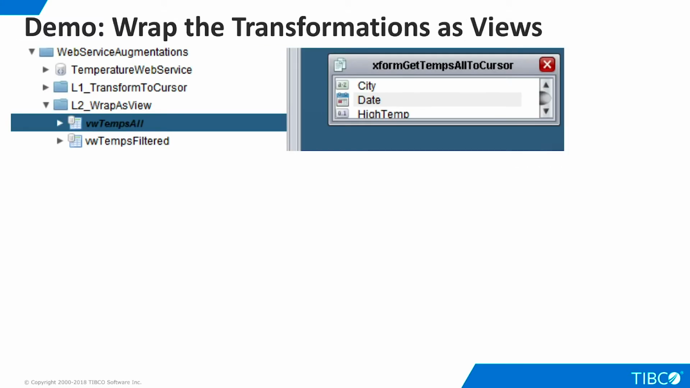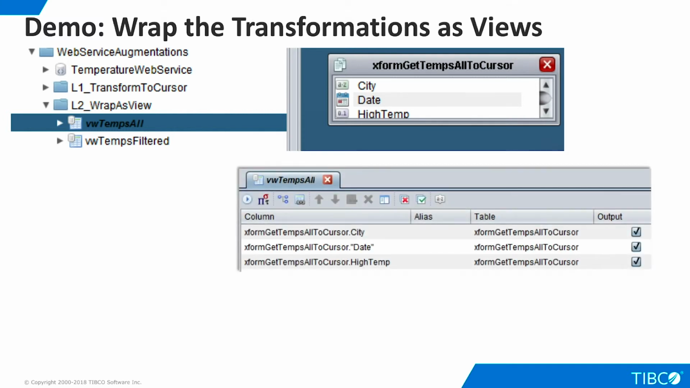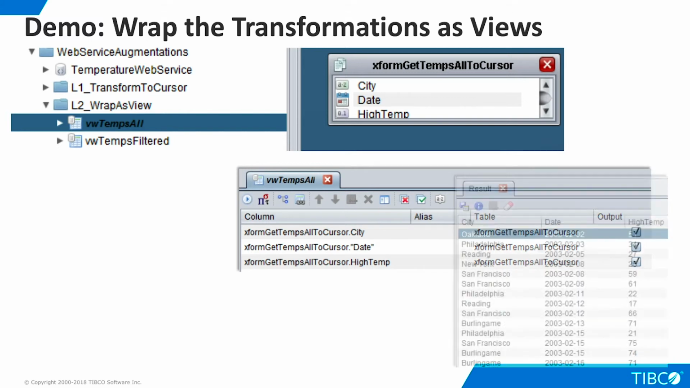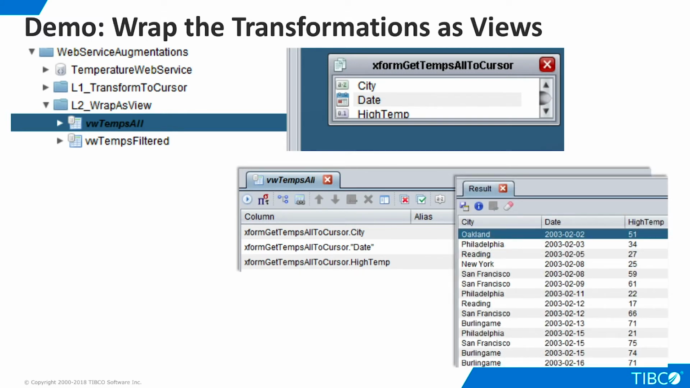We can make our transformed data even easier to work with by wrapping it as relational views. For the simple web service, we just drag the transformation into the view editor, define our columns on the grid panel, and execute the view to see our data.